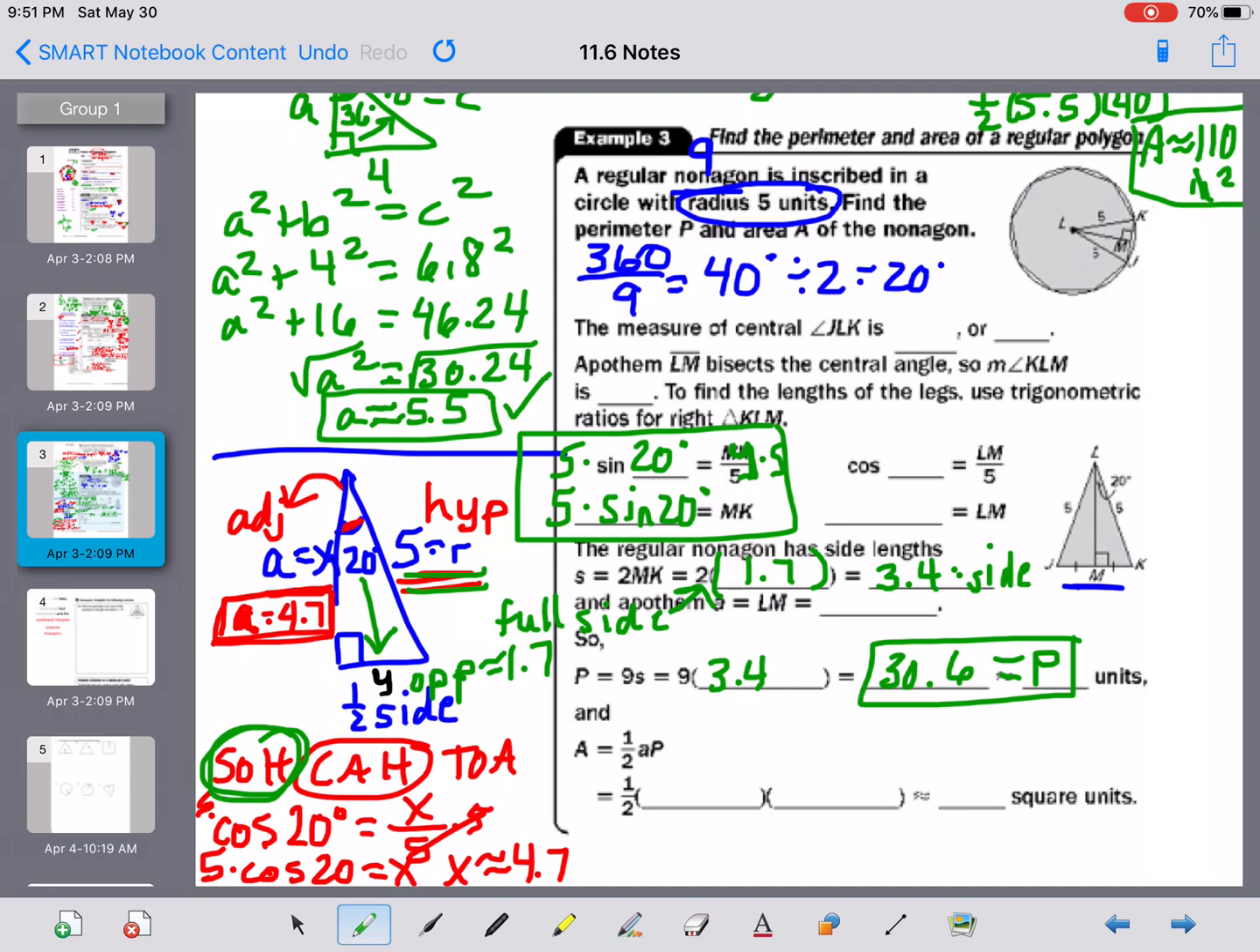Okay, super important to realize we've got the hard work done. We're ready to finalize this. So we have 1/2. We need the apothem. We have that over here, 4.7. We need the perimeter. We just found that, 30.6. And we're going to run that through our calculator. It's all multiplication. So 1/2 times 4.7 times 30.6. I have about 71.9 square units.